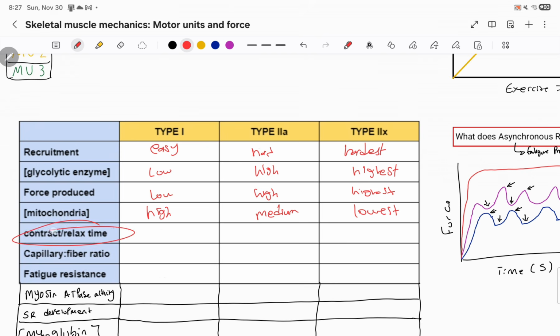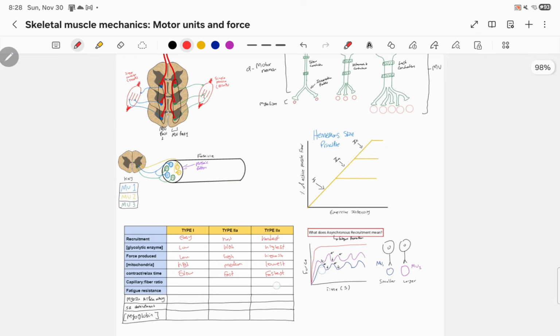What about the contraction and relaxation time? So remember, we took a look at those contractile kinetics, right? Those graphs that looked like this, this, and then this, right? So if we look at the contraction and relaxation time, the type 1 fibers are the slowest. So they contract slow and they relax slow, all right? The type 2A fibers, they contract fast and they relax fast. Why? Because they are fast twitch fibers, right? This guy is slow twitch. The type 2X will have the fastest twitch time, and we talked about that, right? Yeah, we talked about that there.